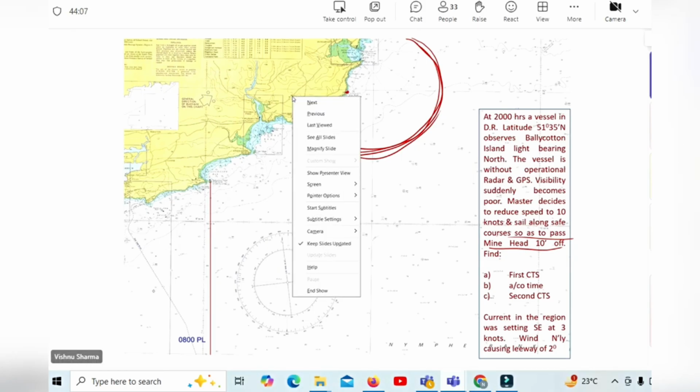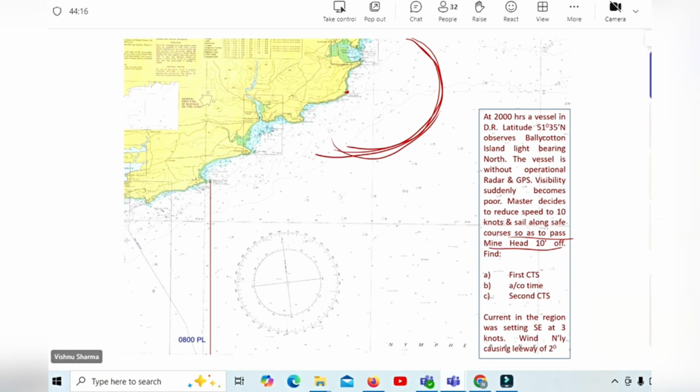Now, you can transfer this PL because it's a suitable PL. It is specially made suitable for the question. You'll transfer this PL tangential to this circle. So guys, if you move along this transferred PL, will you be passing Mine Head at 10 miles off? Yes or no? Correct? Yes. Okay.